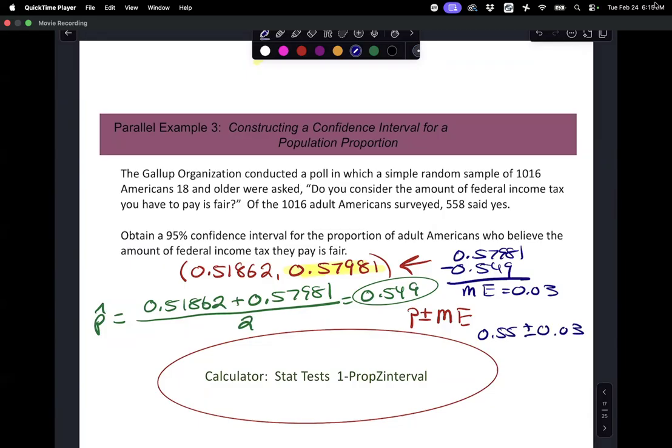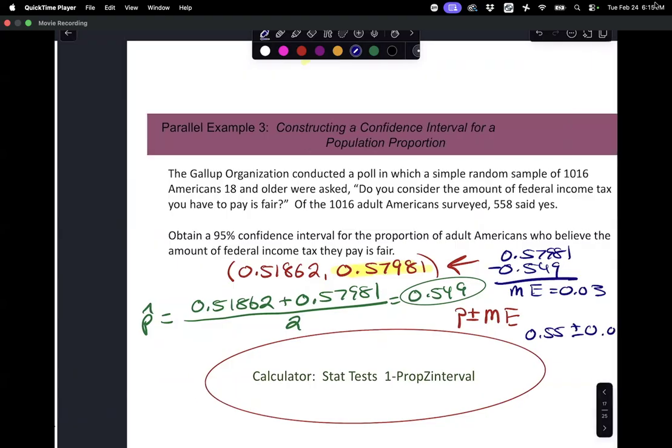So there you go. We're going to do another one with the prop Z interval. We're going to do the first one that we did just to make sure we have it. Then I'm going to give you a little bit of a hint. Any questions on this before we do that? Okay. I'm going to go back to the first one.